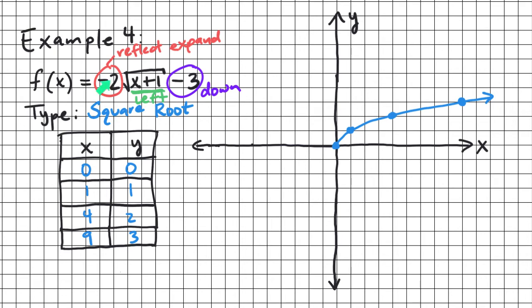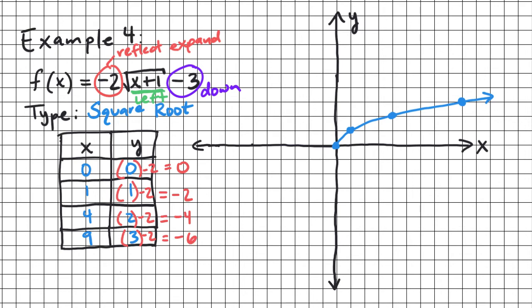For the red transformation, that means we're going to multiply all the y values times negative 2. So if I multiply all these values times negative 2, what does that give us? 0 times negative 2 is 0. 1 times negative 2 is negative 2. 2 times negative 2 is negative 4. And 3 times negative 2 is negative 6.